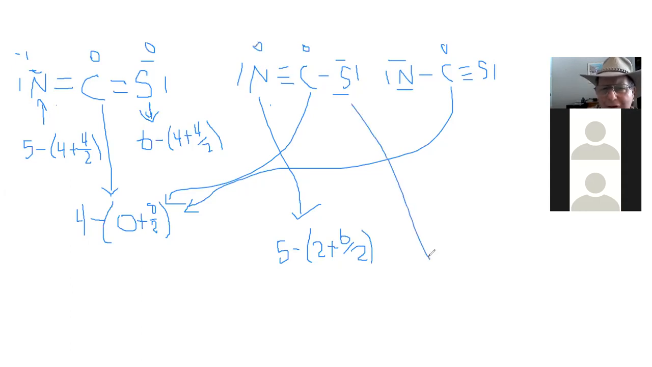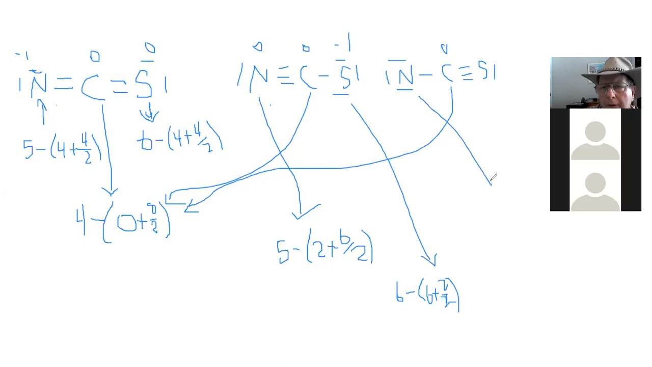All right. Now let's do the sulfur. What's the normal valence around sulfur? 6. Lone pair electrons. 6. Bonding electrons. 2. What's the charge on the sulfur? -1. -1. All right.